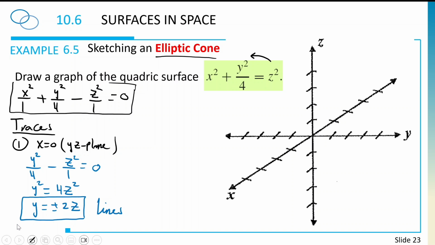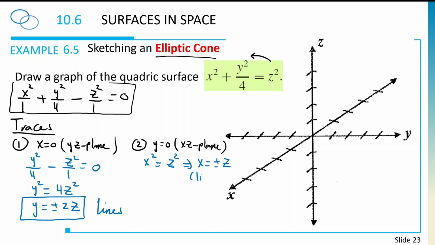Now let's try to find the second trace. This time I'll try when y is equal to 0. When y is equal to 0, this is the intercept with the xz plane. If y is equal to 0, what do you think we'll get? Let's try. Y equals 0. So this time I have x squared equals z squared. So basically I have x equals plus minus z. So this is again lines. These are lines passing through the origin. X equals plus minus z, one increasing, one decreasing. Same thing here.